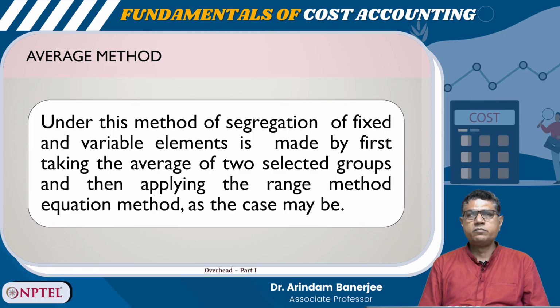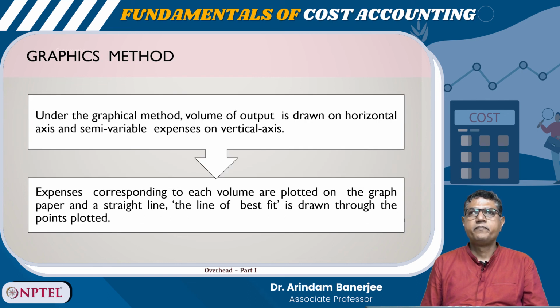Average method is another method. Under this method, the segregation of fixed and variable elements is made by first taking the average of two selected groups and then applying the range method or equation method, as the case may be, right.